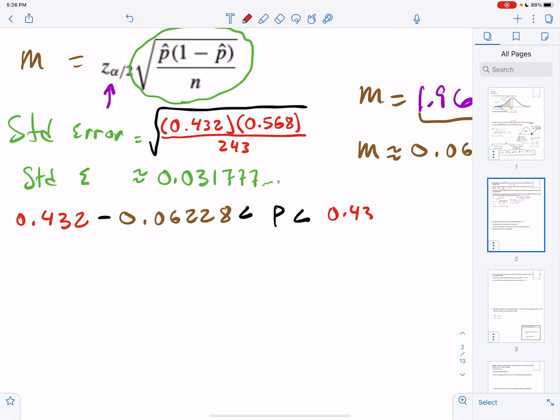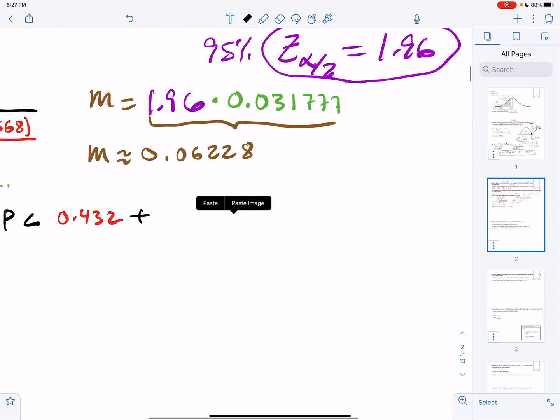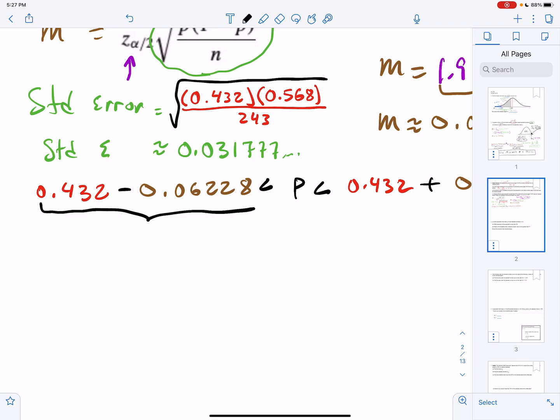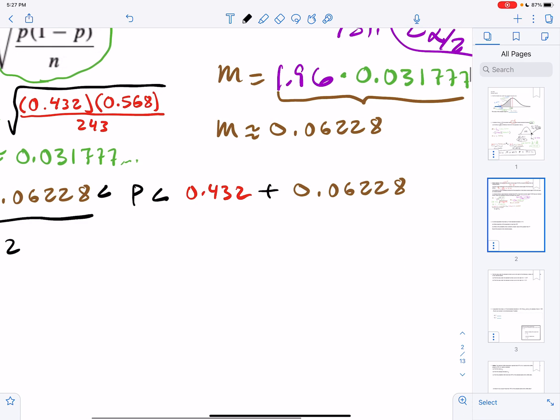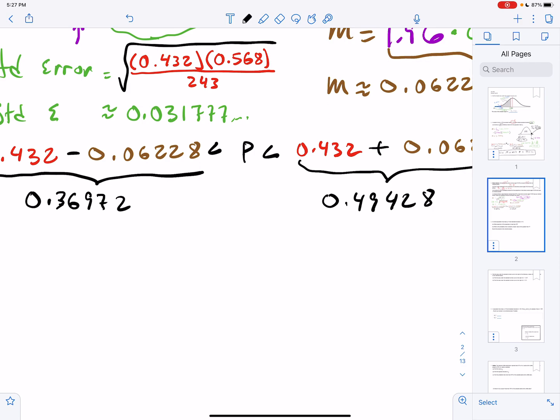All right, so getting back to this, finishing this off, our point estimate, which was 0.432, and now it is plus the margin of error. I can just copy that, and that was the benefit of copying. Okay, let's finish this off. I'm so zoomed in I really can't see everything, but that's okay. When we subtract the two, we end up getting 0.36972. When we add the two together, we get 0.49428.